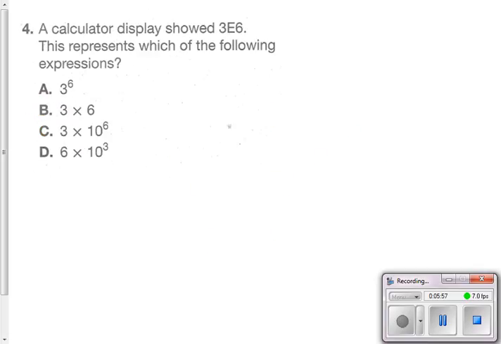Last example: a calculator display showed 3E6. This represents which of the following expressions? All this is telling you is that your exponent is 6. When your calculator displays scientific notation, the first number is the number between 1 and 10. You know it would be times 10 to some power, and this is telling you that exponent is 6. So our answer here is C. This will conclude 8115.